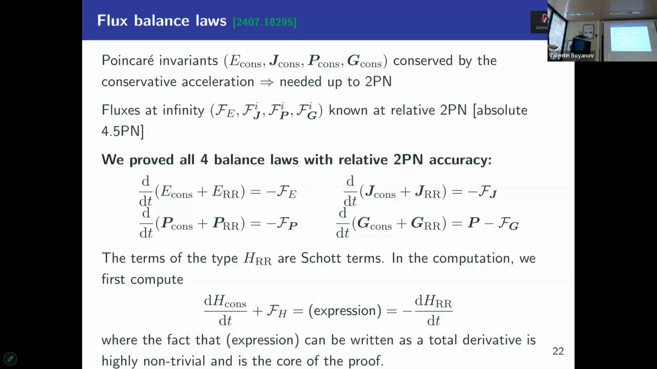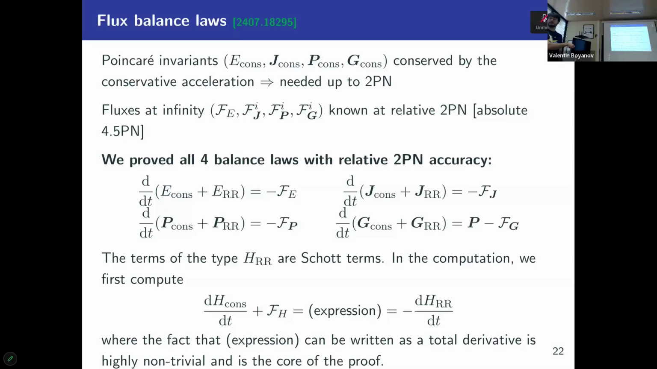And in practice, what we've done is that we took the conservative energy, angular momentum, etc., which are zero if you take their time derivative with respect to the conservative acceleration. But if you take the time derivative with respect to the full dissipative acceleration, it's non-zero. So you take this, you add the flux that you expect to see at infinity, and then you say, oh, we want it to be zero. But in fact, no, it's not zero. You get an expression.